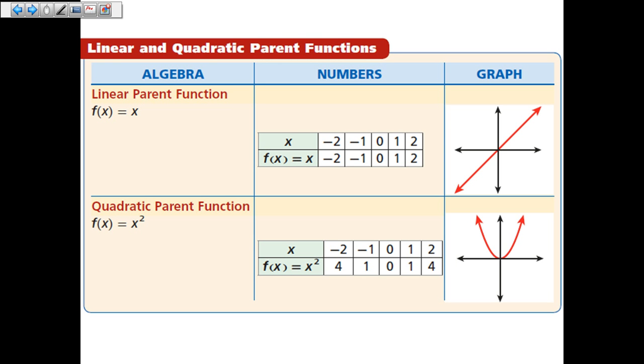Now here we see our two most basic parent functions. The parent function for a linear function, f of x equals x, and the parent function that we're going to be working with today, f of x equals x squared. So focusing on that bottom parent function, f of x equals x squared, we see a table of values if we plug in the integers from -2 to 2, and we see what the graph should look like.